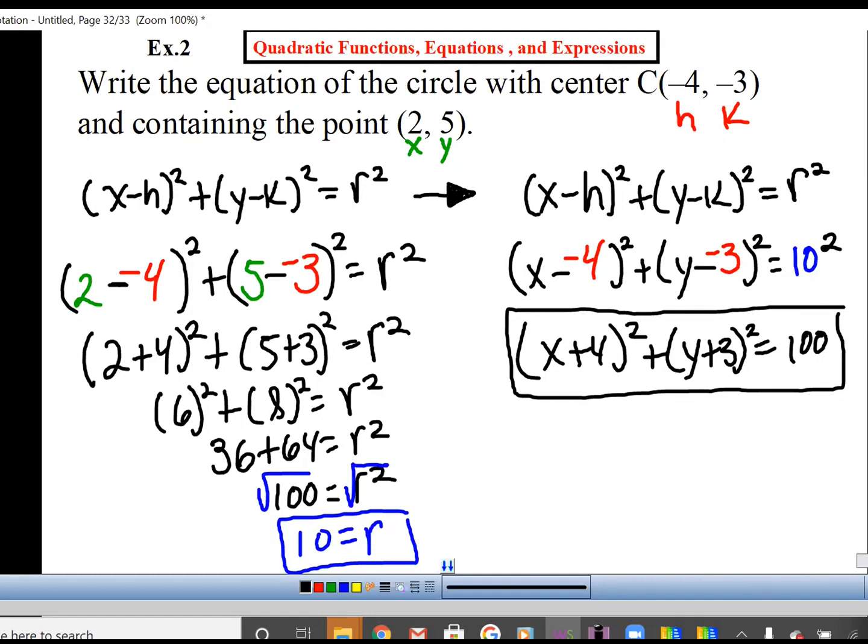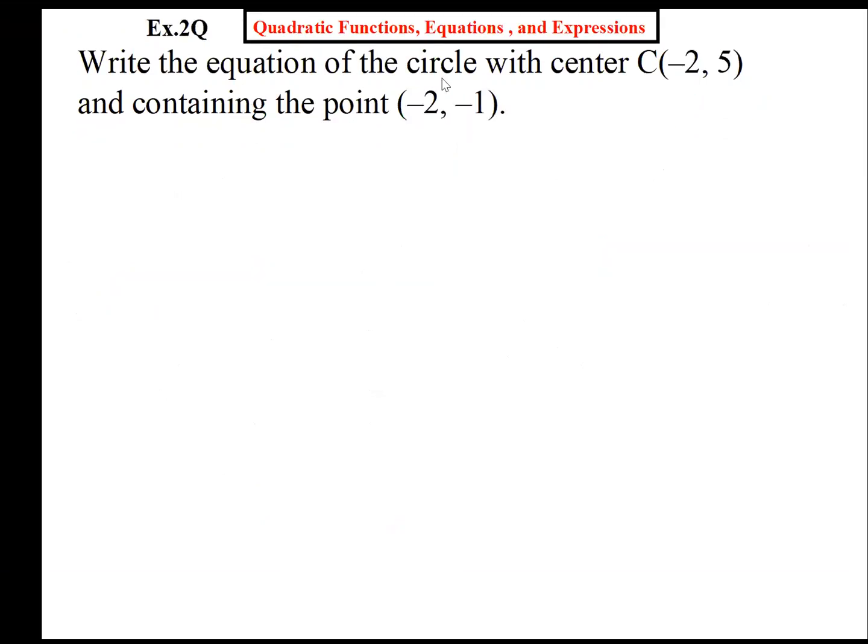Example 2Q. It says, write the equation of the circle with center -2, 5 and containing the point -2, -1. Write the equation of the circle with center -2, 5 and containing the point -2, -1. I'll give you some time, copy that and see how you do in writing your equation.